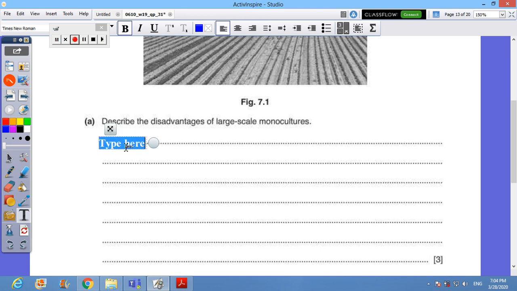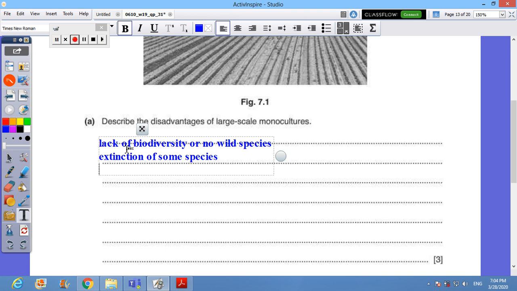There would be a lack of biodiversity. As you know, there would be no wild species. So you can say no wild species. Those wild species will be removed, eliminated. Why? Because I want to plant my crop. There would be extinction of some species. Those who will lose their habitat will go extinct or just move to another place. There would be loss of habitat for those animals who were living between the trees, on the trees.